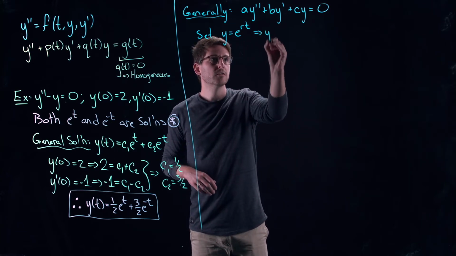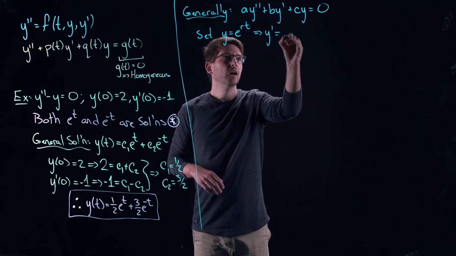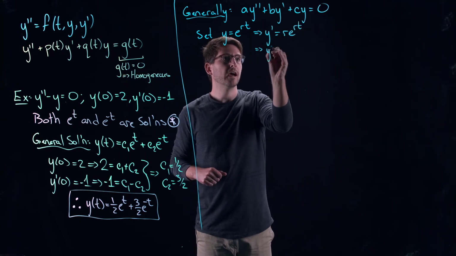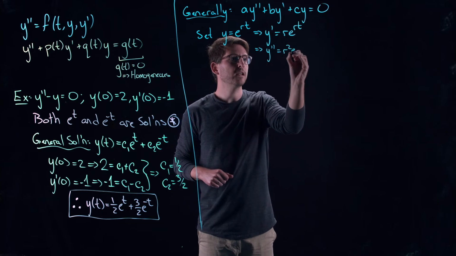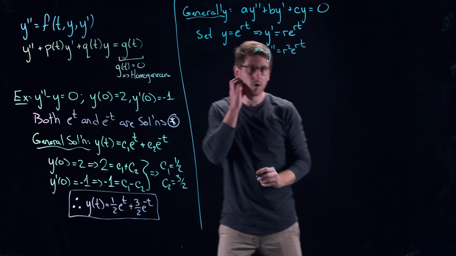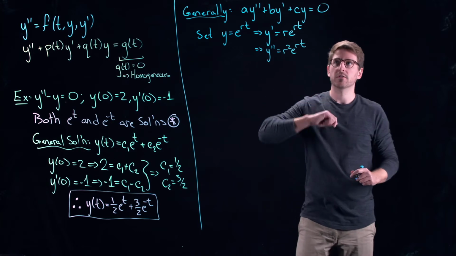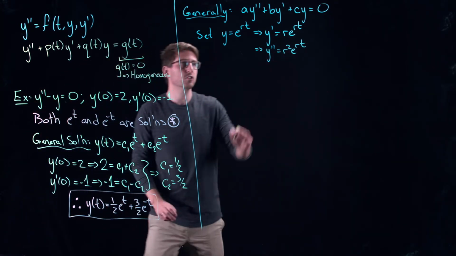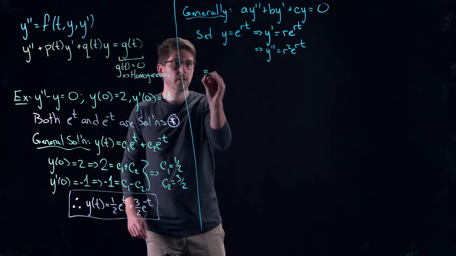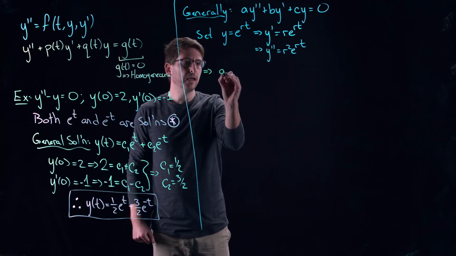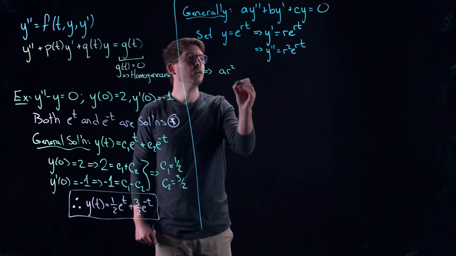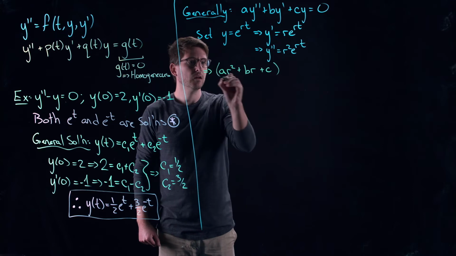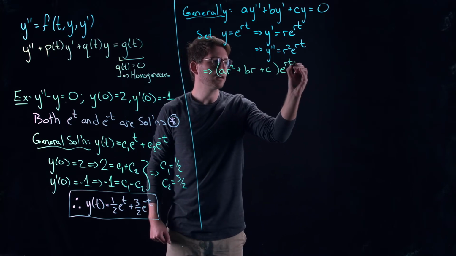Well, first of all, if we're going to substitute it in, I'm going to get r e to the rt for the derivative, and I'm going to get r squared e to the rt for the second derivative. So that means that when I toss this into my differential equation, this gives me (a r squared plus b r plus c) all multiplied by e to the rt.